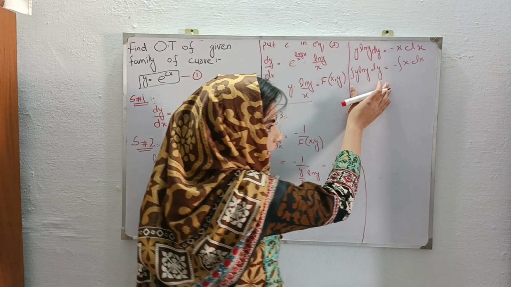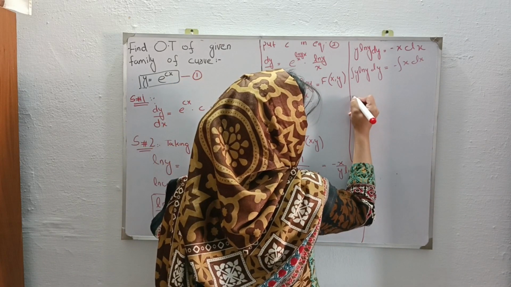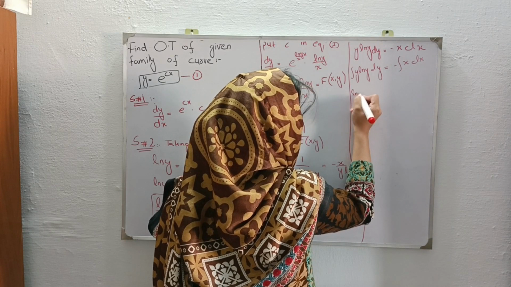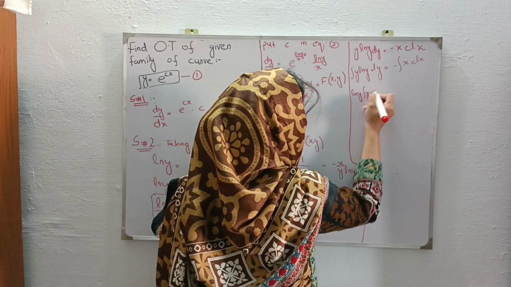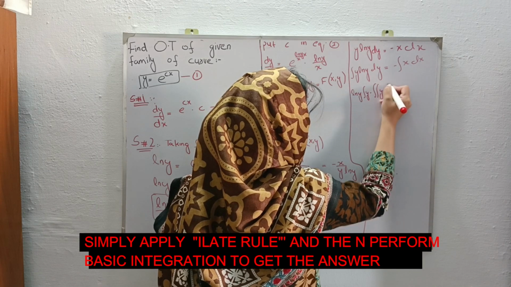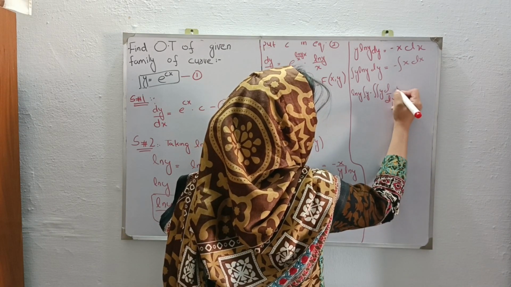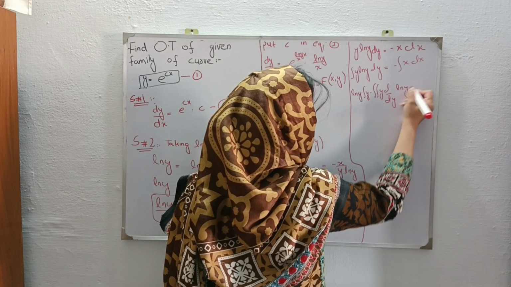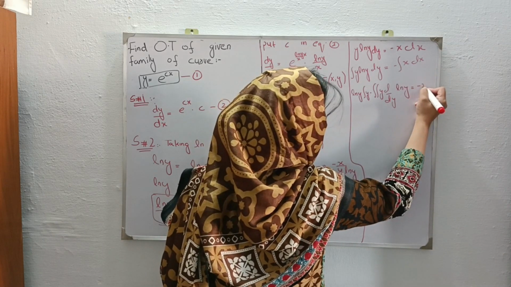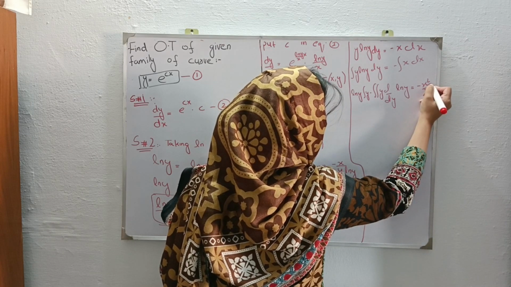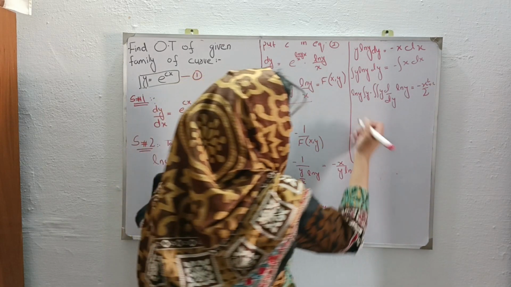यहाँ पे आपने लगाना है आइलेट रूल्स, ठीक है? And what you will get here, you will get here this, ठीक है?